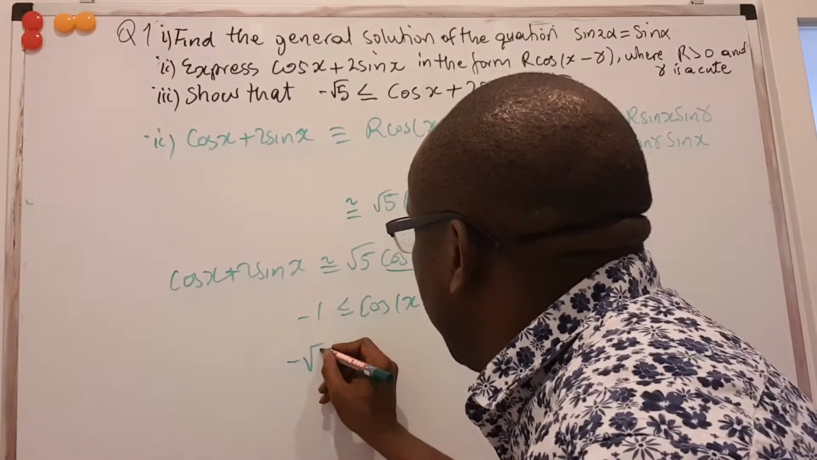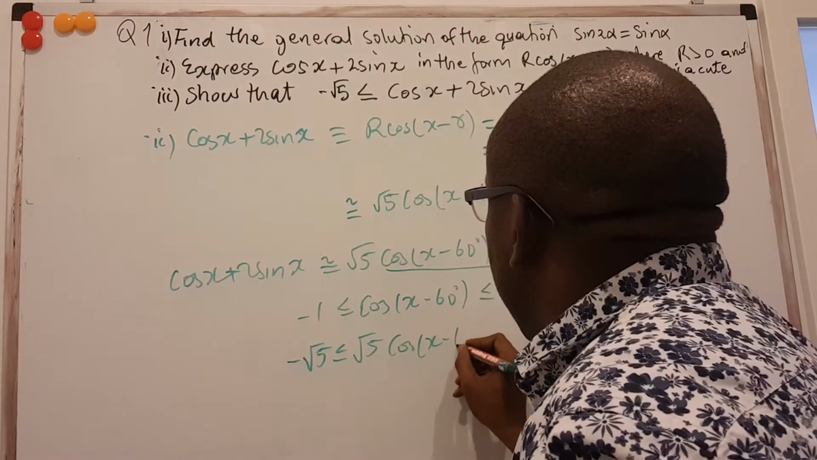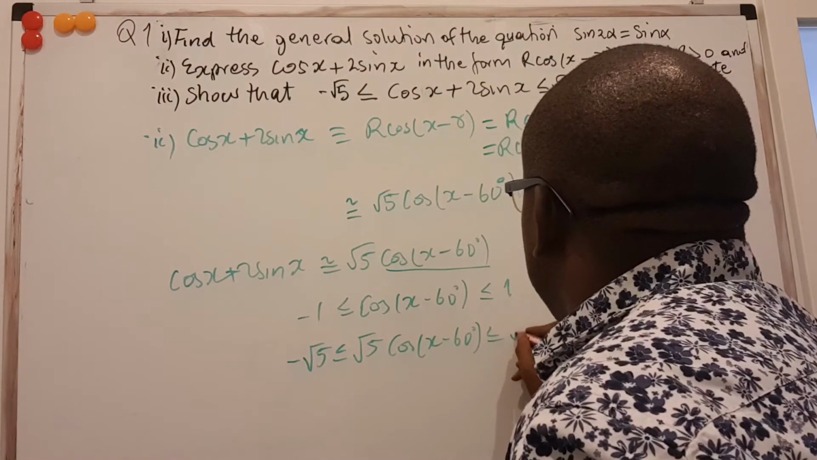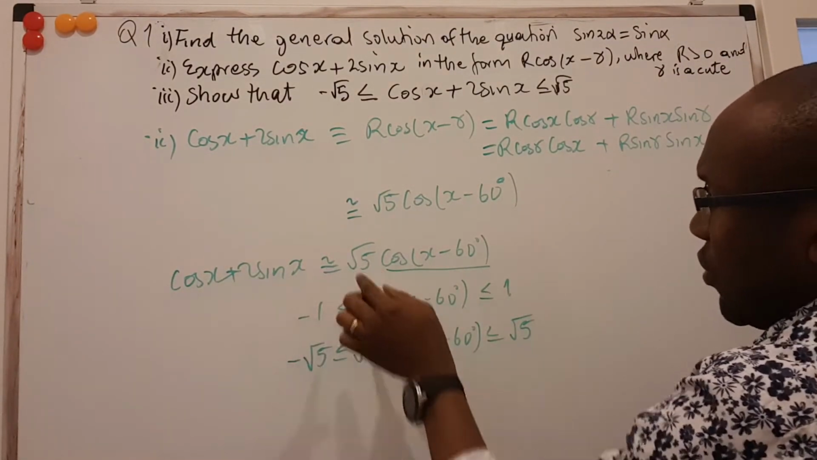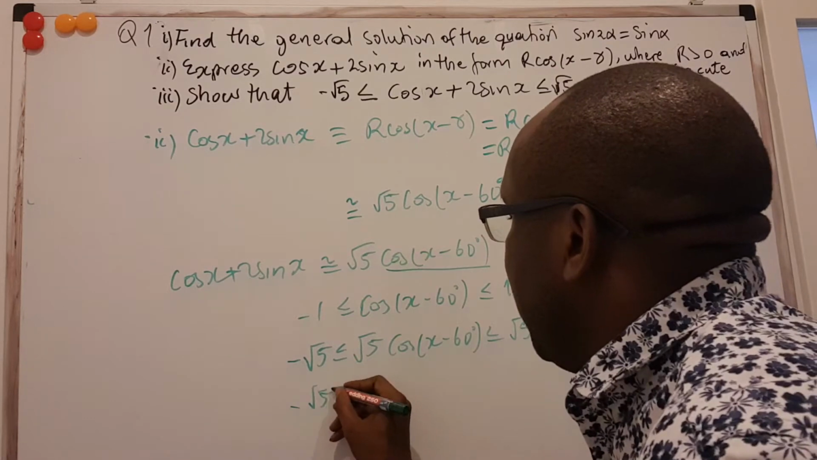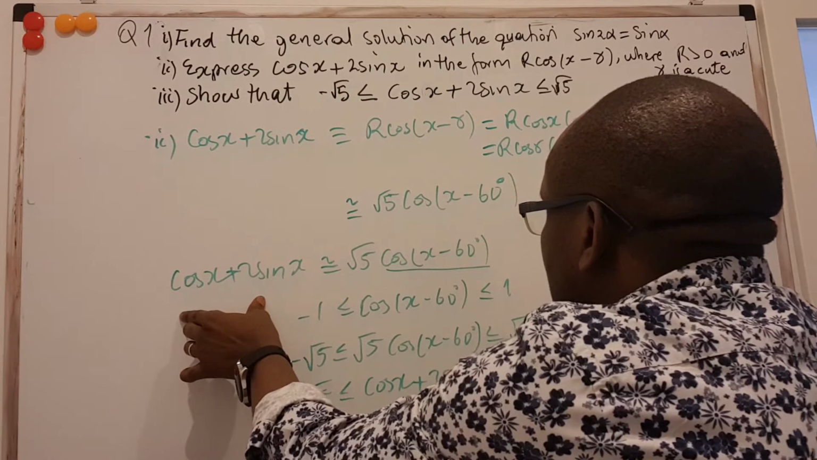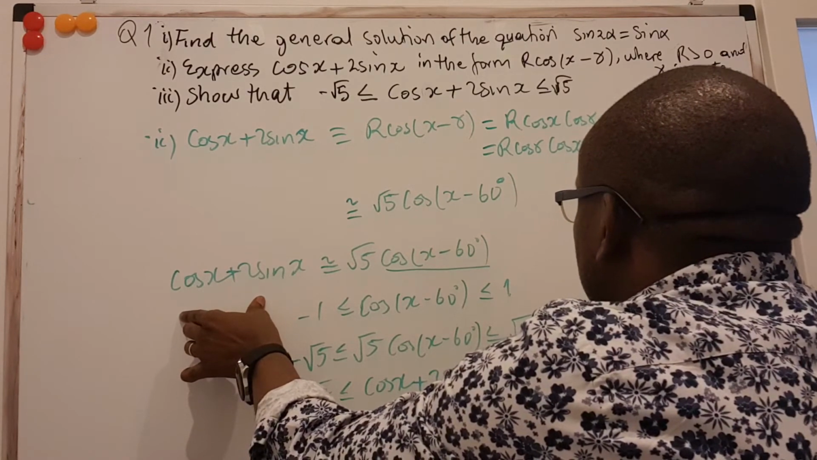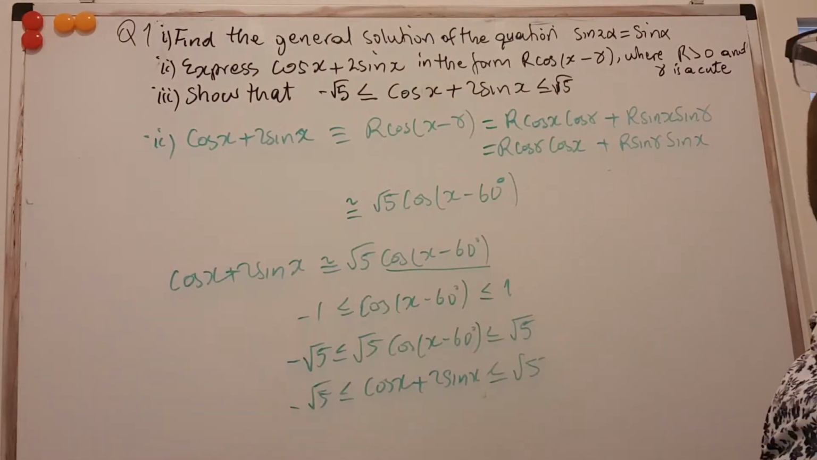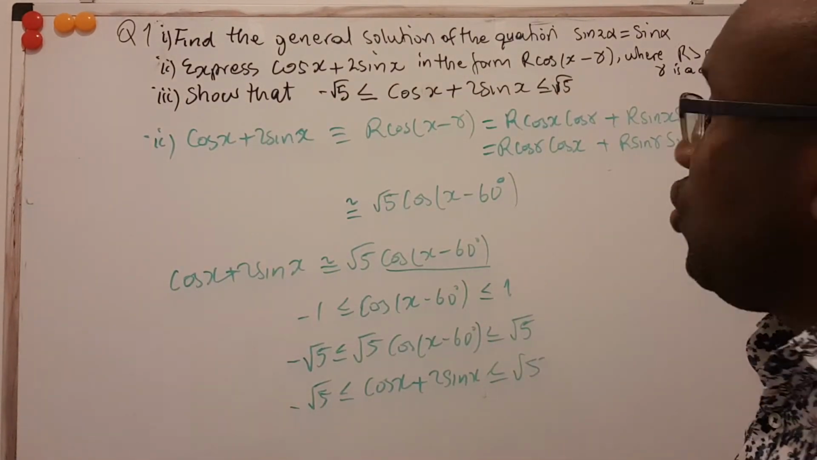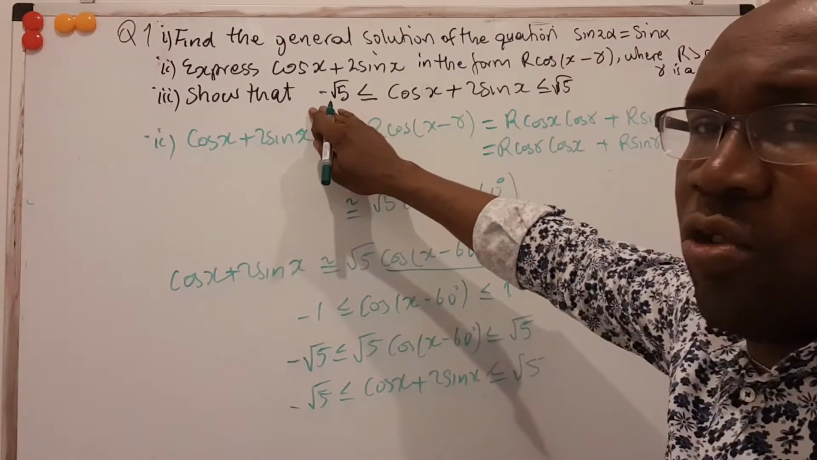So this is minus root 5 is less than or equal to root 5 cosine of x minus 60 degrees, less than or equal to root 5. We just said this is approximately identical to that. So minus root 5 is less than or equal to cos x plus 2 sine x, less than or equal to root 5. Sometimes this question is also asked in the form, what is the maximum value, what is the minimum value. Here, the maximum value is root 5, the minimum value is minus root 5.